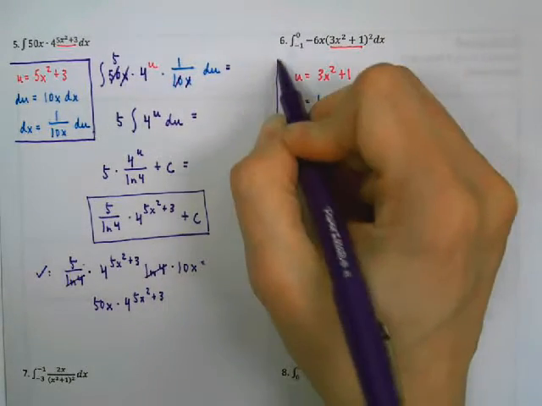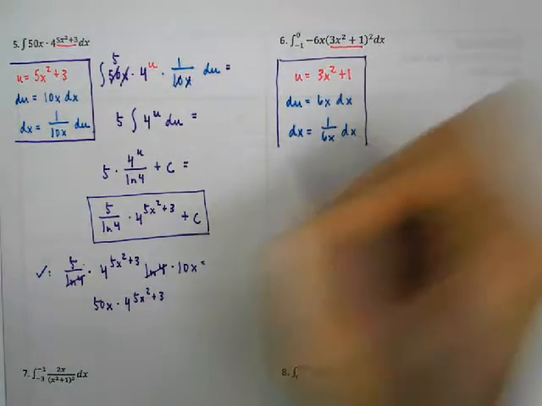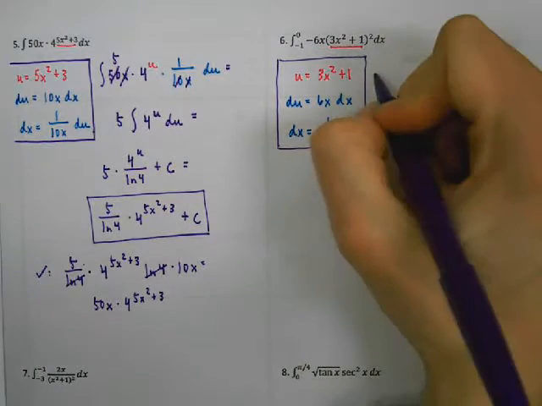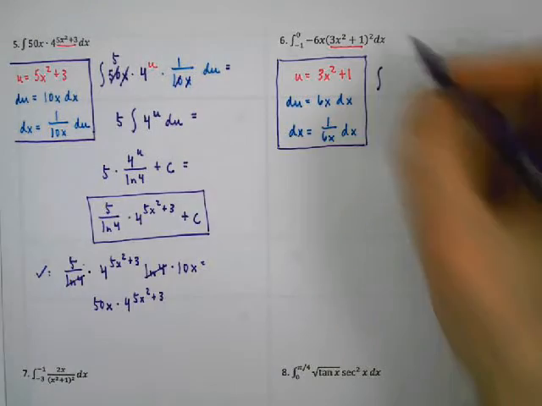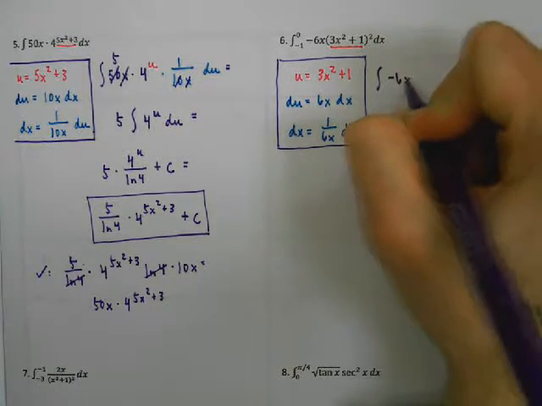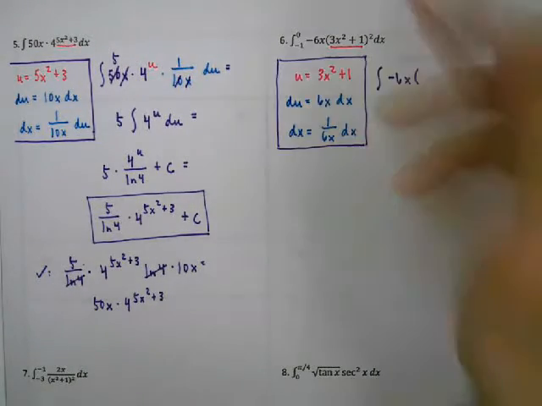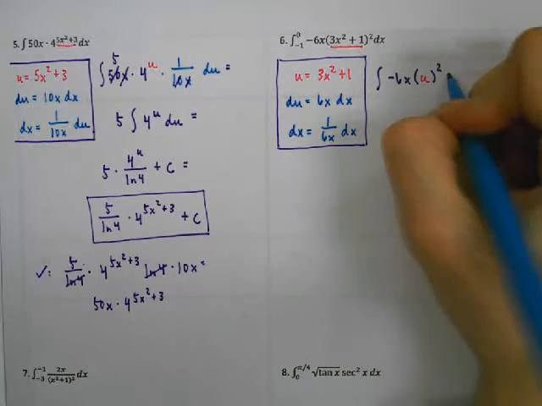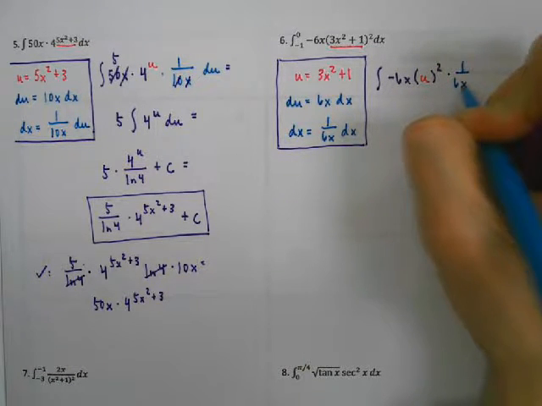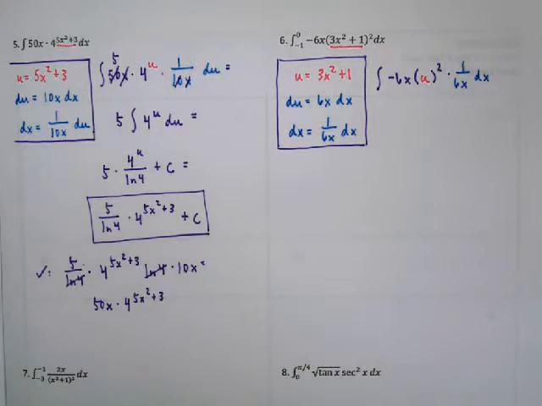Okay, so now we take our pieces and we're going to substitute. So now I have the integral. I'm going to leave my limits alone for right now. I have negative 6x times u, and that's squared. And then my dx is 1 over 6x dx.